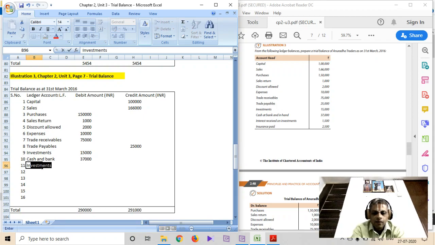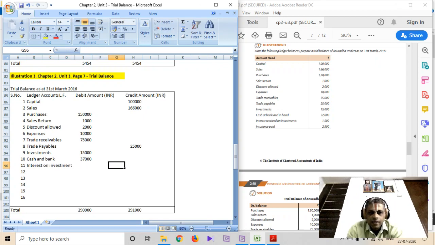Interest received on investment. Interest on investment is an income. Income is a credit balance. Interest on investments credit balance 1,500. Insurance paid. Insurance paid is an expense, so debit balance 2,500. Hope this is clear, right? Trial balance matches. So a lot of precaution has to be taken and the concept has to be understood clearly before we actually post it to the trial balance.